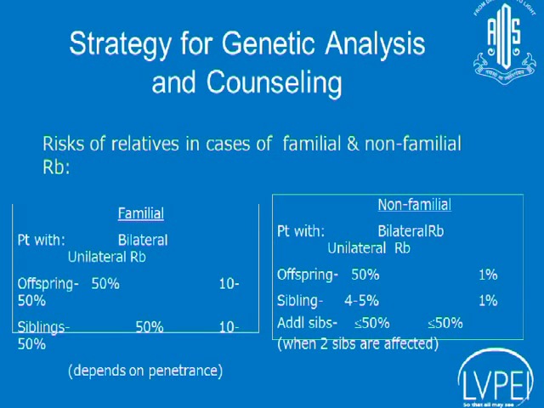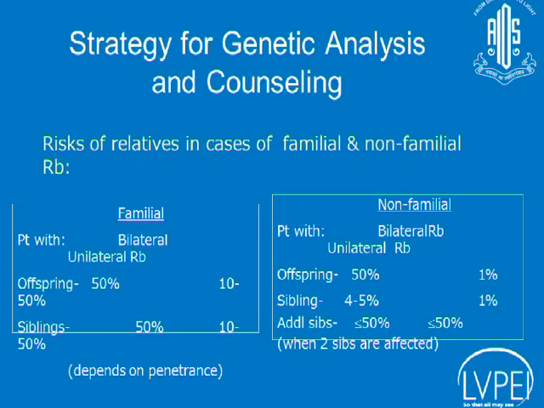In non-familial cases, if the patient has bilateral retinoblastoma, since this is transmissible as hereditary disease, the offspring would have the same 50%. The siblings would have 4 to 5%, and this is because of mosaicism, because there's 10% mosaicism. In unilateral cases it's negligible, just about 1% risk.